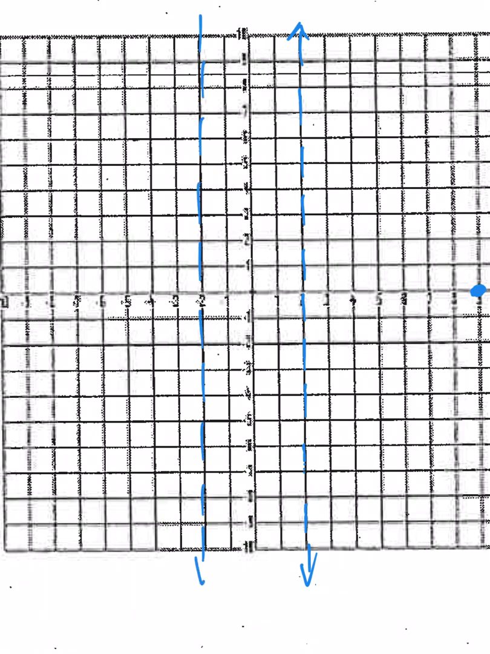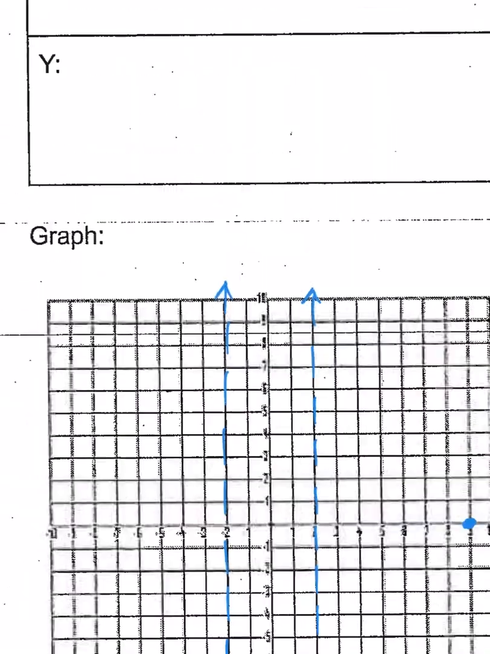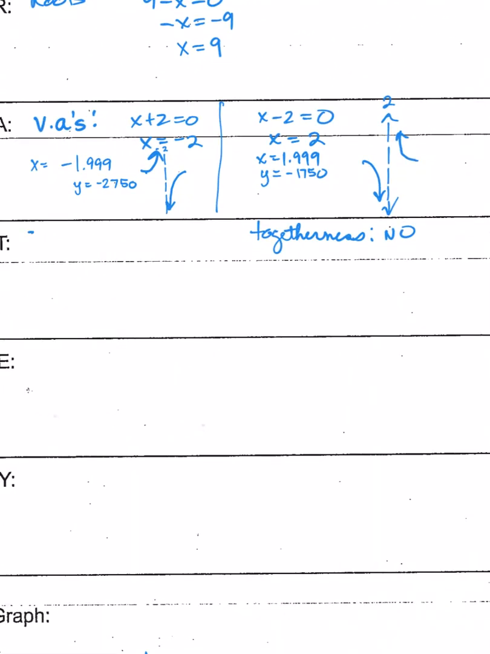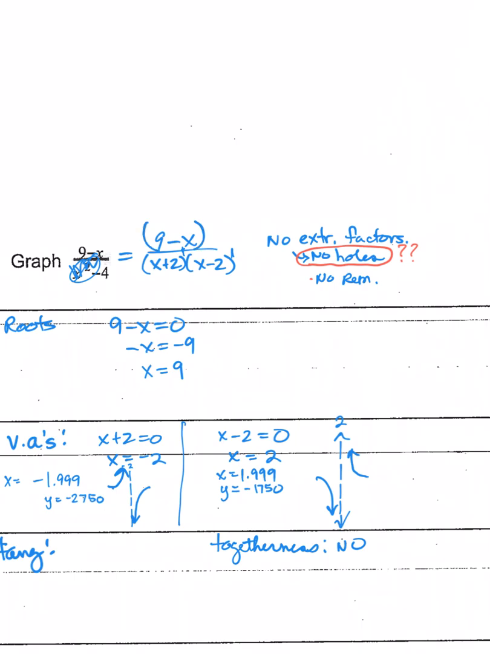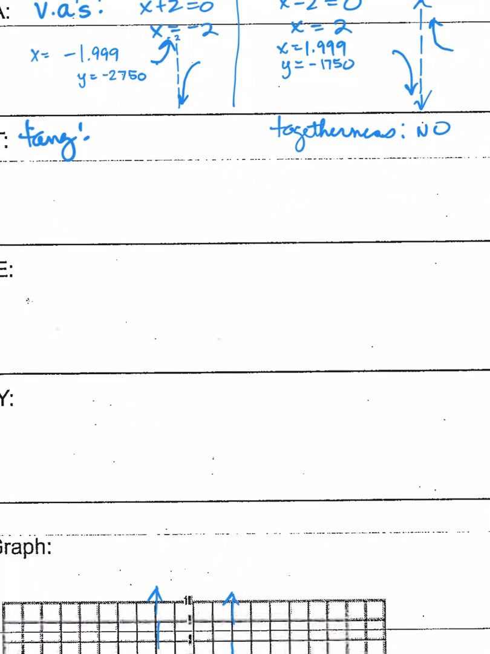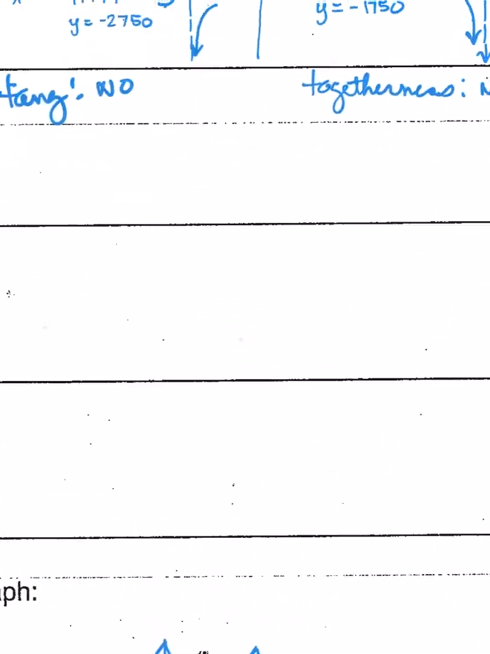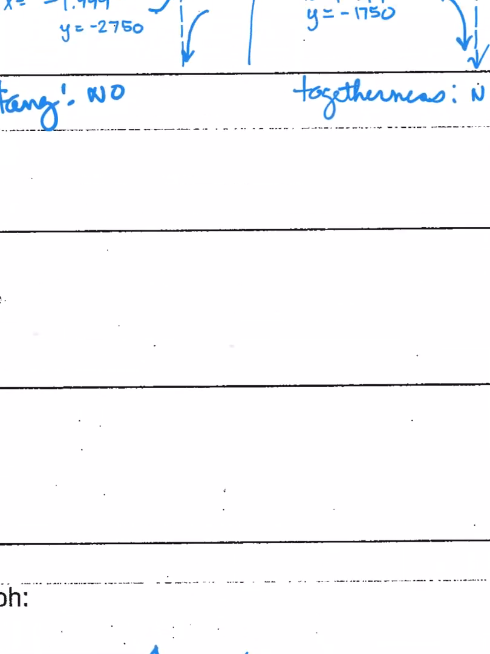So let's put those in. Oh, hey, we've got our 0, don't we? On there. All right, so what do we do next? Ooh, tangency. Let's go to tangency. Tangency has to do with what? Numerator. So this is to what power up here? This is to the first power, isn't it? So does it have tangency? No. It's going to intersect, isn't it? So tangency is no. So it is going to cross through that point. So no tangency.